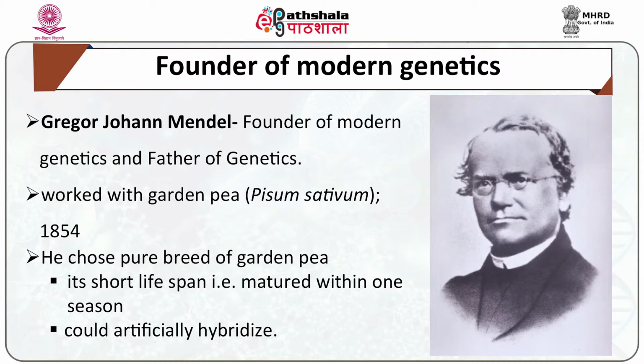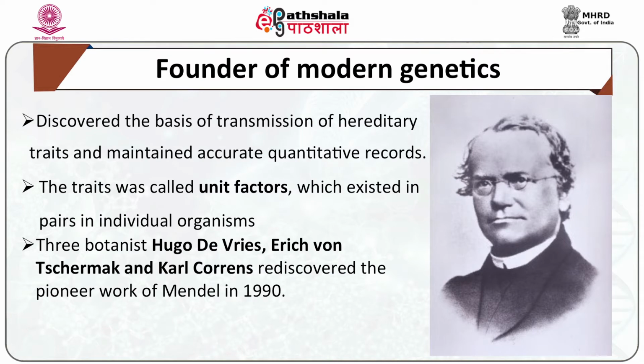Around 1854, he worked with garden pea, Pisum sativum, and observed that the garden pea followed a particular pattern while passing on the trait from one generation to another. He chose purebred, that is, plants whose traits remain the same in many generations. Pea plant was chosen because of its short lifespan, that is, it matured within one season and he could artificially hybridize them. He had successfully discovered the basis of the transmission of hereditary trait by his meticulous experiments, mostly involving monohybrid crosses, and maintained accurate quantitative records.